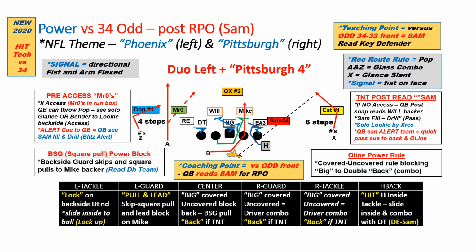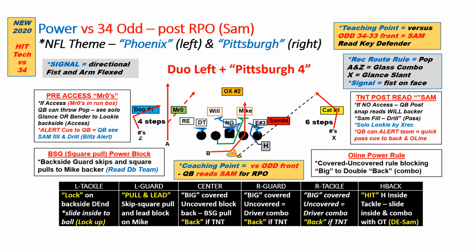So here it is diagrammed. First we'll look at power gap versus 34 odd. Again, post snap read, nothing changes, is the Sam. But as we said, when we get an odd look, the Sam backer becomes what a lot of people think of as a defensive end to the outside, to the play side. We're going to read him.